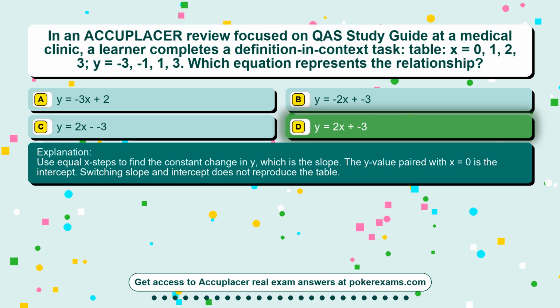Use equal x-steps to find the constant change in y, which is the slope. The y-value paired with x equals 0 is the intercept. Switching slope and intercept does not reproduce the table.